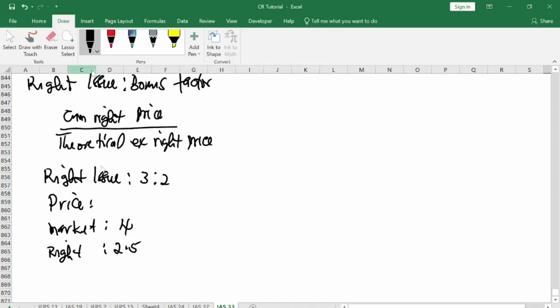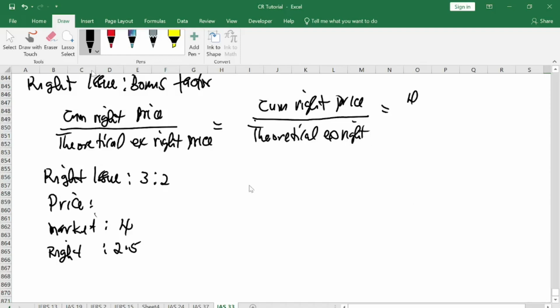Now, among the cum-rights price and the theoretical ex-rights price, we will know one value out of this. We will know our cum-rights price is 4. That's the market price. But the theoretical ex-rights price, we don't know that one, so we have to go and look for it. How do you find it? You have your shares here, the share price, and then the total value here.